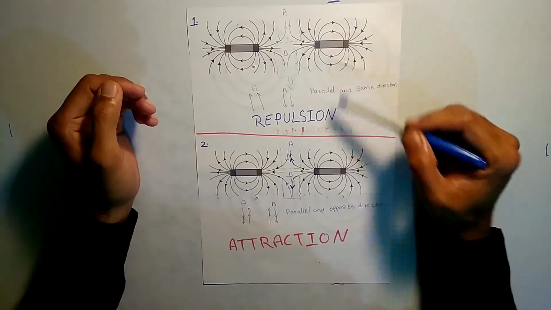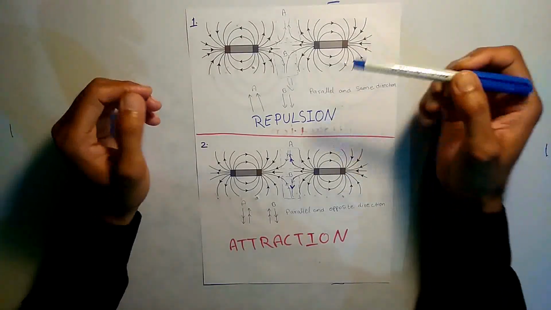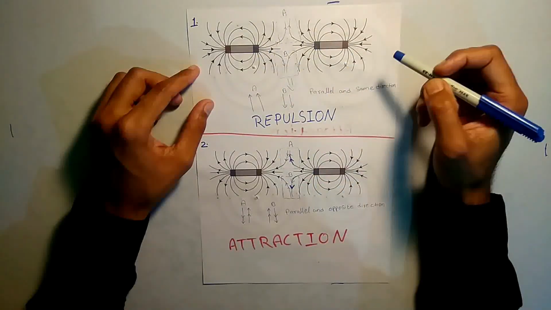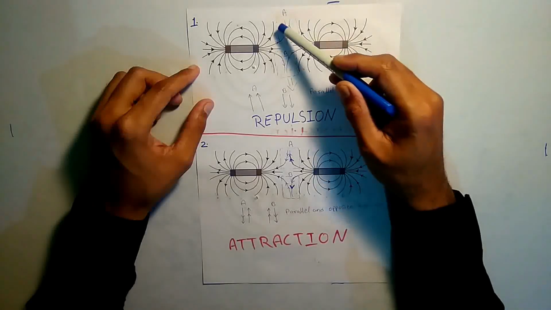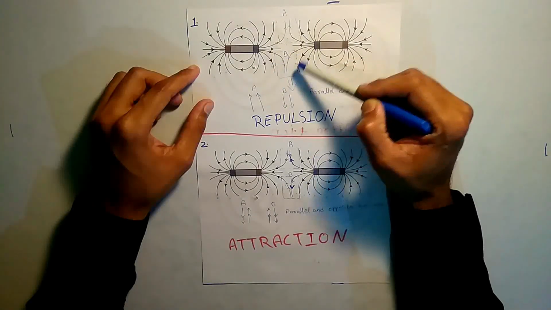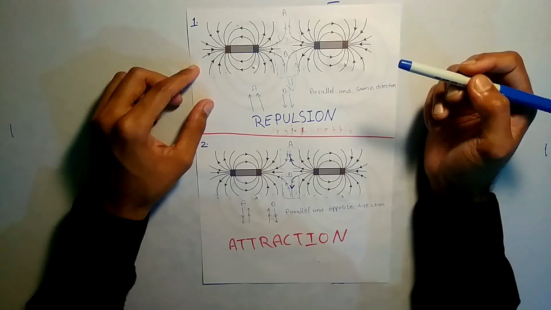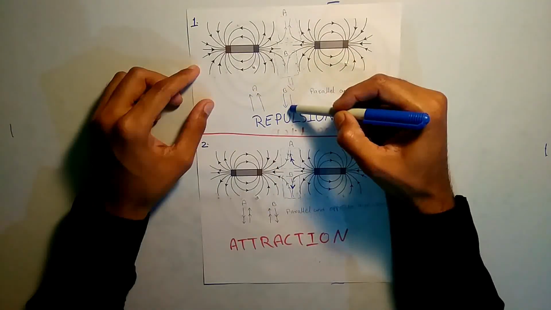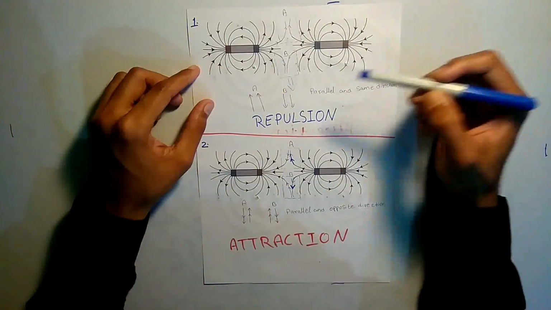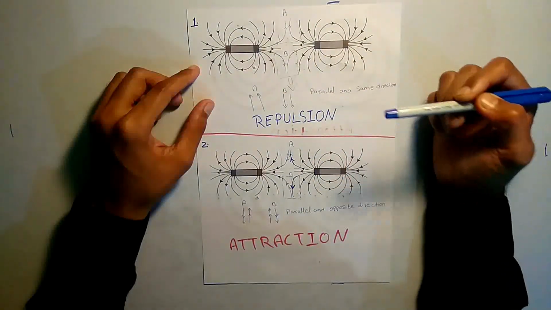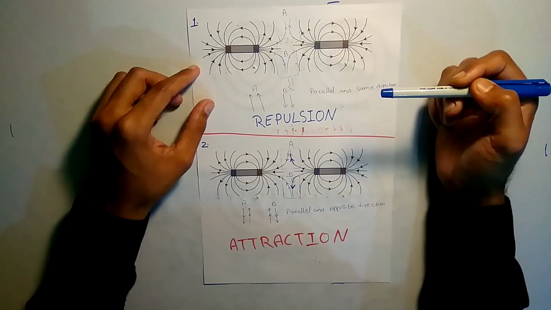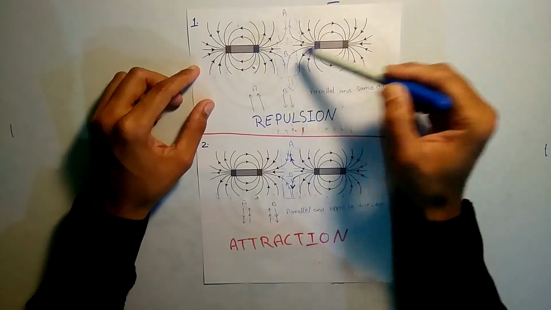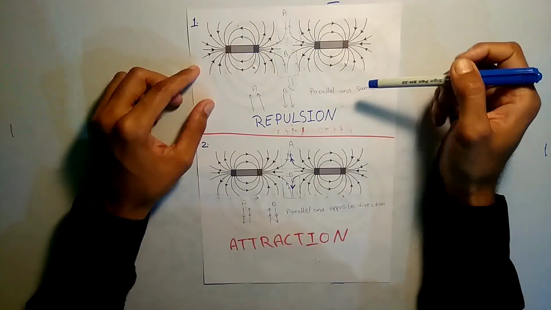Here I have two images. Here I have two bar magnets with their north poles facing each other. Now if we look at the section A and B of their field lines, we find that field lines appear to be parallel and pointing in same direction. Whenever field lines are parallel and pointing in same direction, they repel each other. So, in case of image 1, these two magnets will repel each other.